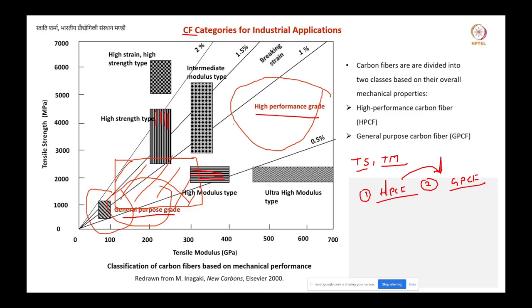So if some material comes in this range, where you will have a good tensile modulus and a good tensile strength, that is your high performance carbon fiber. But in the general purpose type, you will have a tensile strength and tensile modulus both low. Here you can see an ultra high modulus type, the zigzag kind of structure.